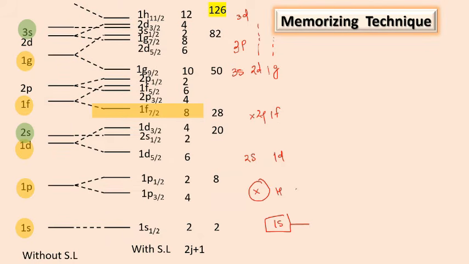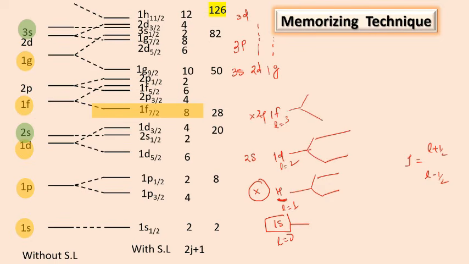Second thing, you split corresponding to j, which is equal to L plus 1/2 and L minus 1/2. Calculate the value of L from this designation or spectroscopic notation, as we did in the case of atoms. So you know, for S, L is equal to 0. For P, L is equal to 1. For D, L is equal to 2. For F, L is equal to 3. So this P will be split into 2. This D again will split into 2. This F again splits into 2. And this G will again split into 2.